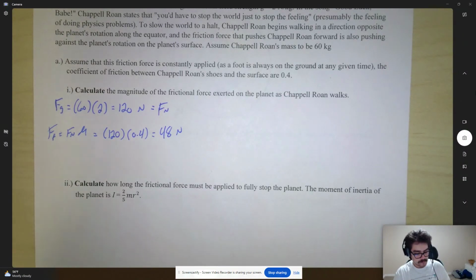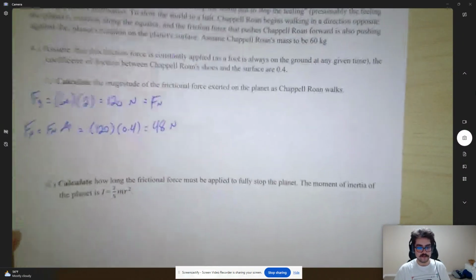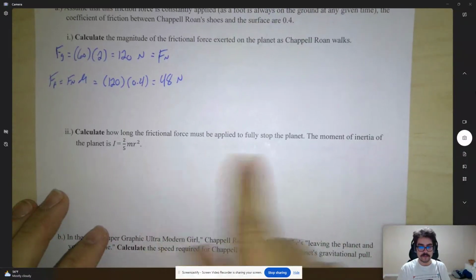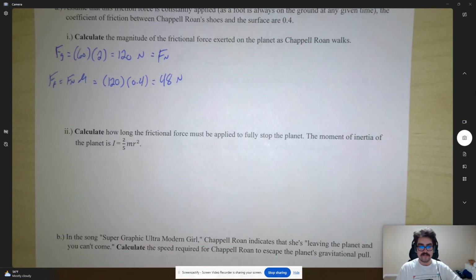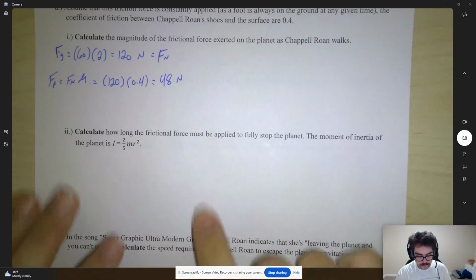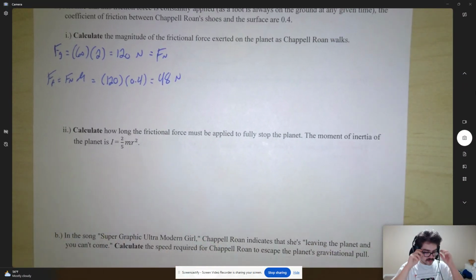Okay? Calculate how long the frictional force must be applied to fully stop the planet. The moment of inertia of the planet is I equals 2/5 m r squared. Okay? So, let's take a look at this. Okay. Moment of inertia, shape constant of a sphere. Okay. Where's my red pen? There it is. Okay.